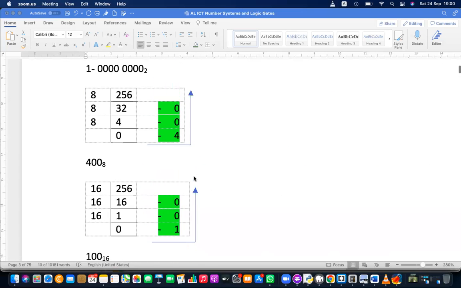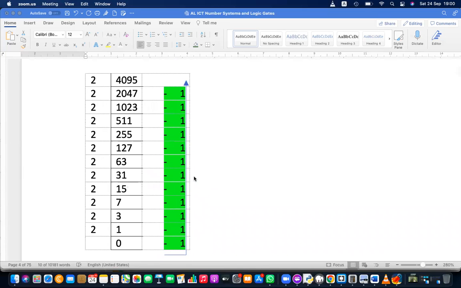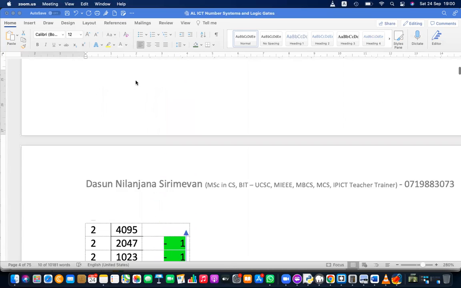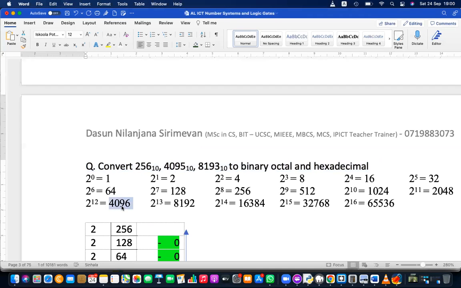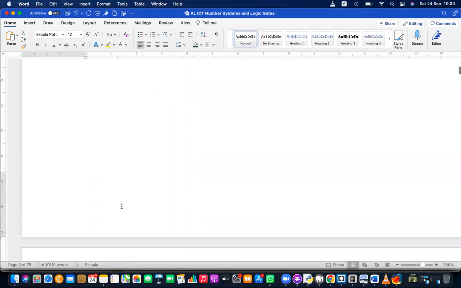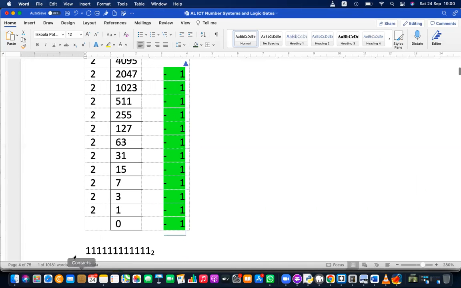Okay, this one I think you have done. This one done. And this is the next one, 4095. Right? After dividing, all of them come out as 1s, because 4096 is 2 to the power 12. So 4096 is 1 and 12 zeros, and here we get 12 ones.